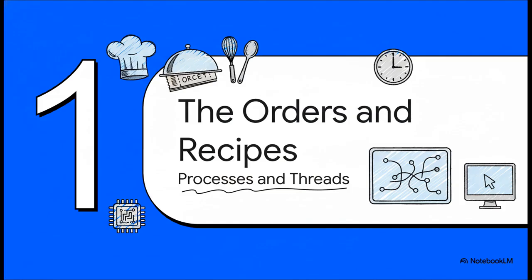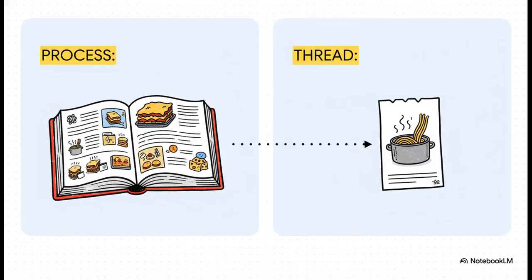And this brings us to two really key ideas: processes and threads. Let's break this down. A process is like the entire recipe on the order ticket. Make one lasagna. It's the whole job from A to Z. A thread, though, that's just one tiny step from that recipe. Think boil the pasta or grate the cheese. A single process, that one lasagna, can have dozens of these smaller threads.